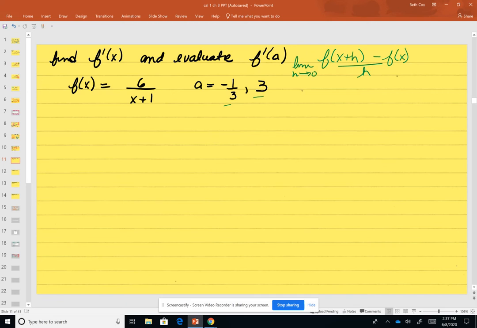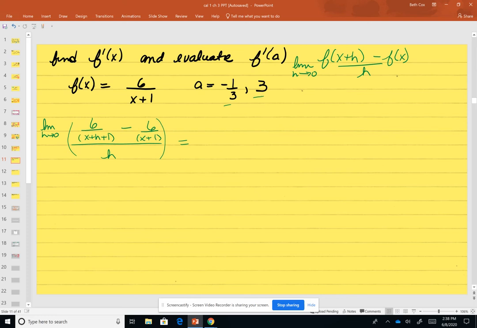Okay, so here we go. So it would be limit as h goes to 0. All right, so we're going to do 6 over x plus h plus 1 minus 6 over x plus 1, all of this over h. Okay, so now I've got to simplify this severely. And so I've got a rational expression in the numerator, so I'm going to need to simplify that rational expression in the numerator.